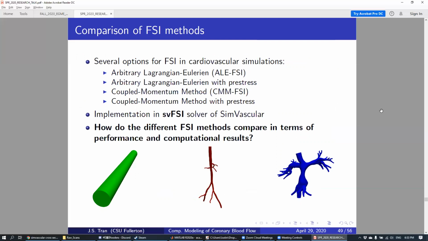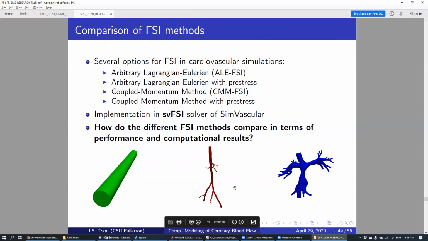All right. And so our 4 different use cases are going to be using our 2 different methods for FSI. Our first method was ALE, and our second method was CMM, okay? And then we can try both of those methods with and without the pre-stress, okay? And then we can run our simulations and see what the results look like, okay?